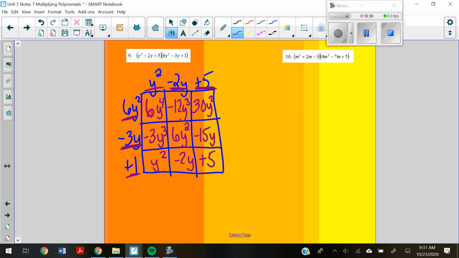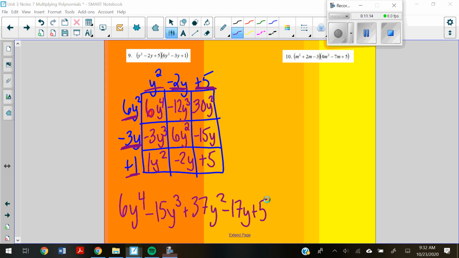All right, lots of terms to combine here. My 6y to the fourth has no like term. Negative 3y cubed and negative 12y cubed gives me a negative 15y cubed. Oof, we have a 1y squared, 6y squared, and a 30y squared, so 37y squared. Negative 2y and negative 15y gives me a negative 17y, and then plus 5. Now, don't add all those up. Those aren't like terms. Leave them as they are. All right, I'm going to ask you to pause and do number 10. All right, and there you have it for number 10.